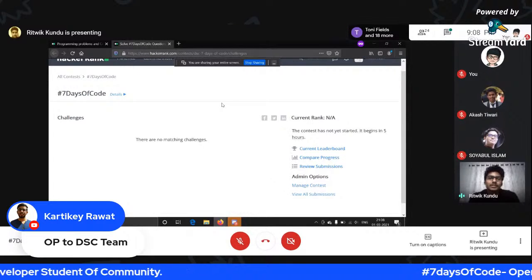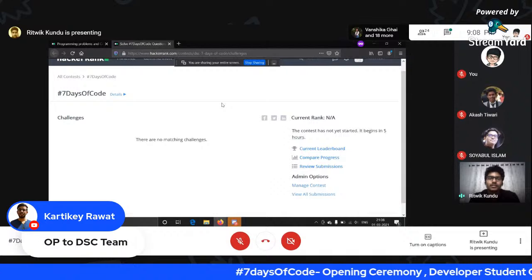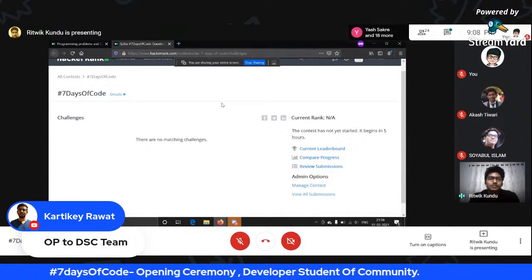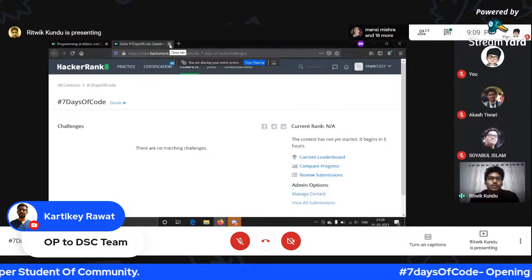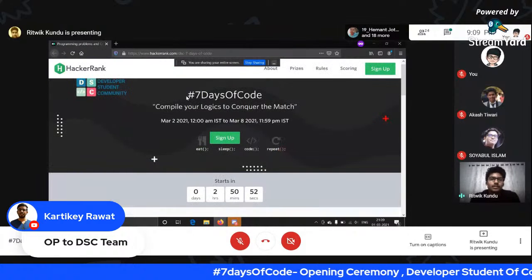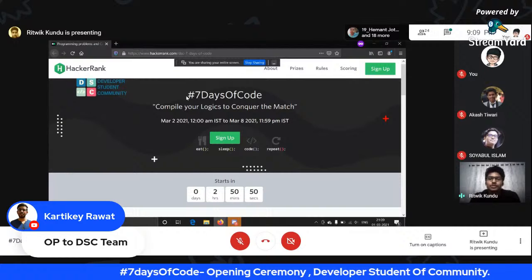So the questions will be very easy for someone who has actually done a bit of coding. I've seen a few registrations. They have like 4 or 5 stars in programming, right, in HackerRank. So I think it will be very, very easy for them. So they'll be competing to see who can solve it fastest. But for beginners, it should be like if you can learn a new thing out of every day. And then like our motto says, compile your logic to conquer the match.